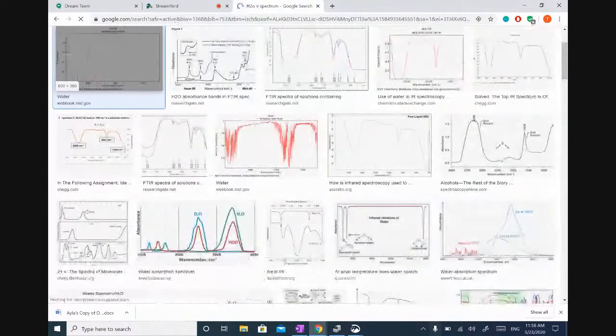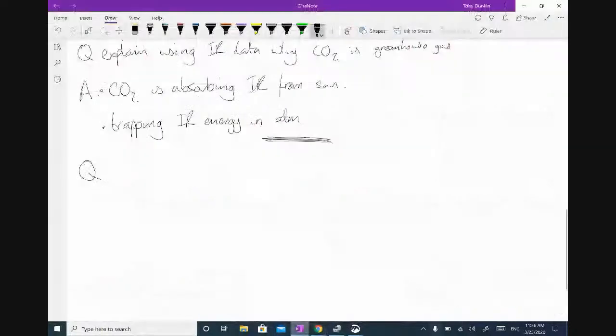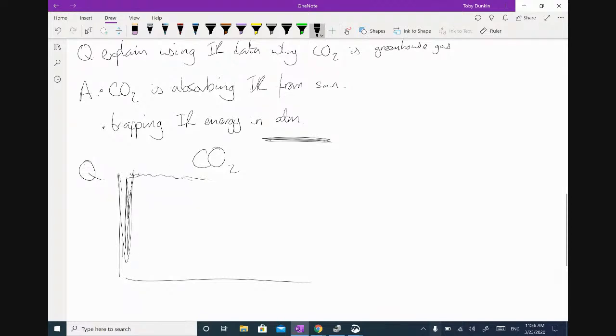So if we were to compare these two, we've got carbon dioxide, CO2, which looked a little bit like this. You had a couple of troughs up there, but not many, and then kind of none, and then a big absorbance which hit the base at about 2,400. And then you had a few little minor peaks over there, but that was kind of it. And this area here shows how much infrared is being absorbed and trapped in the atmosphere. So for CO2, it's actually not that much.